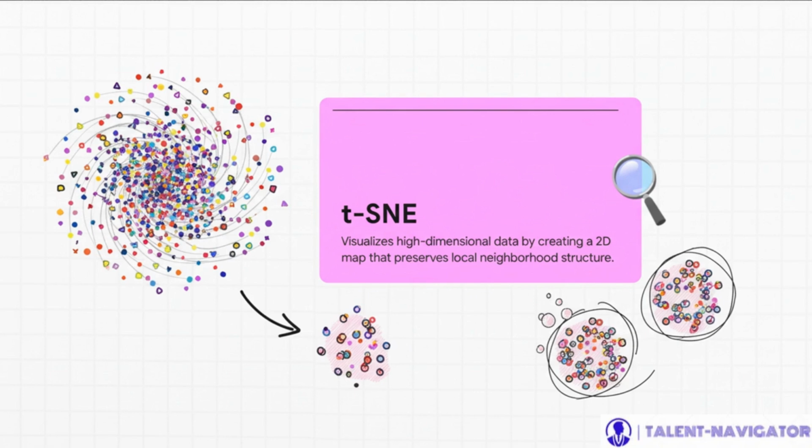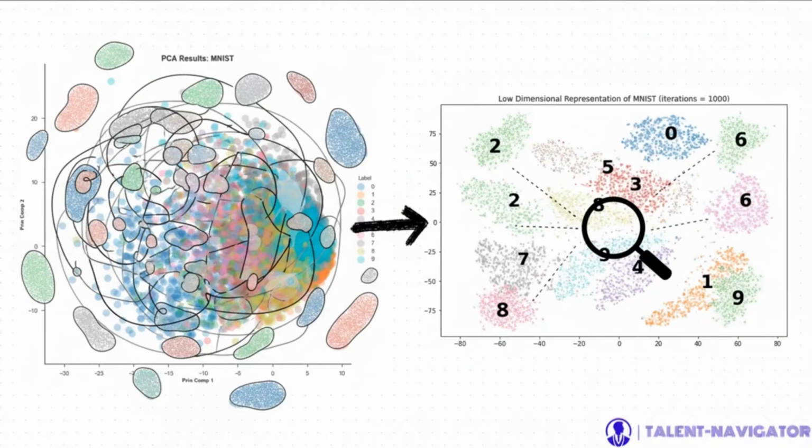It's all about preserving those local relationships. And I mean, just look at this comparison. It is incredible. On the left, PCA tries to visualize a famous dataset of handwritten digits, and it just gives us this useless, overlapping blob.